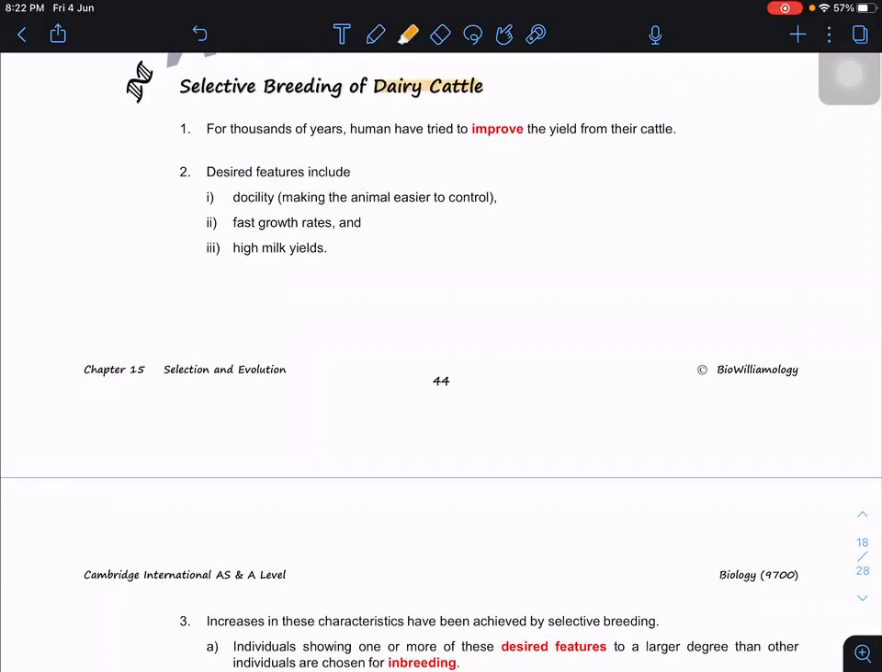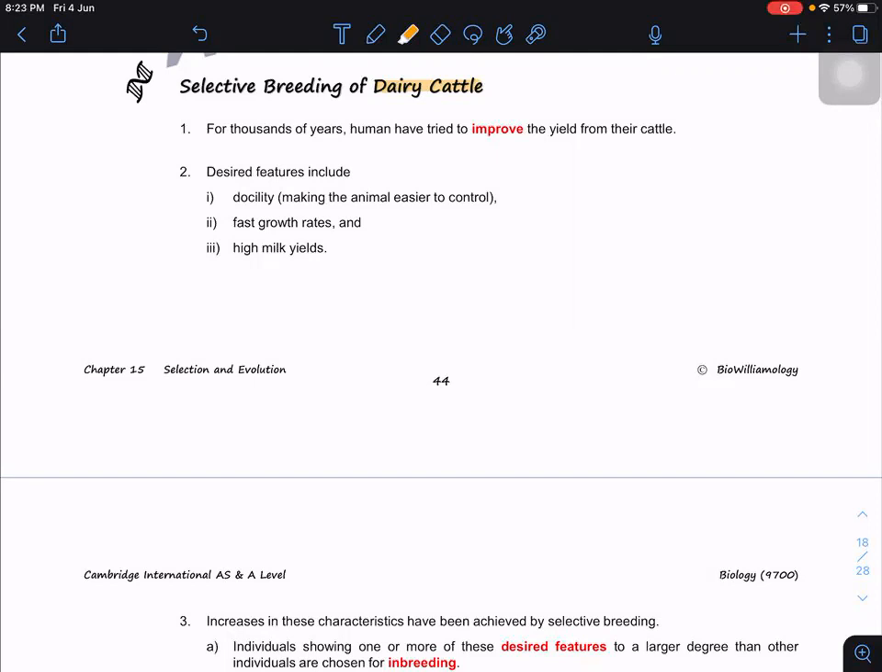Okay, so it means that in this case, humans have tried for many years to improve. Humans may not know the genetic basis, but what they know is they only look at the phenotype. Oh, this phenotype I want, breed that. Are you clear? Oh, this phenotype I don't want, don't breed that. So this is a very simple idea. We do not need to know the genetics behind the process.